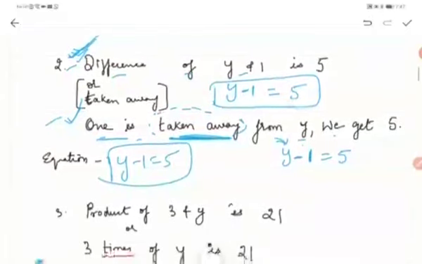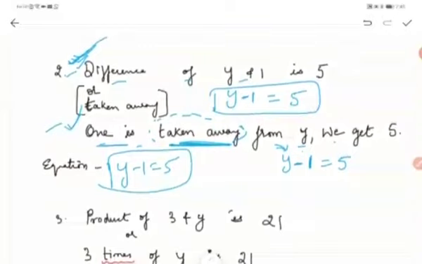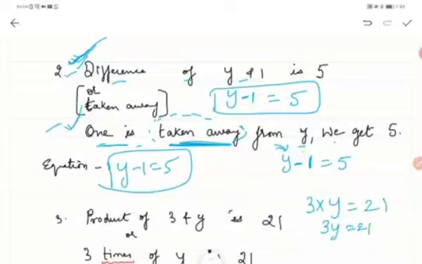Okay, let's move further. Product of 3 and y is 21. How will we write it? Product, that is 3 into y is equal to 21. You can write this as 3y is equal to 21. There is no need to show the cross symbol, okay? If I write 2x equal to 5, that means 2 into x is equal to 5. You need to remember this, okay?